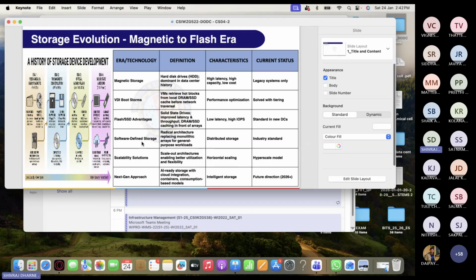Fault detection and self-healing are also features of intelligent storage systems. They detect disk failures early, automatically rebuild the data, and improve reliability. There is also performance optimization, with caching, load balancing, and QoS. Anybody knows what is QoS? Quality of service, right?